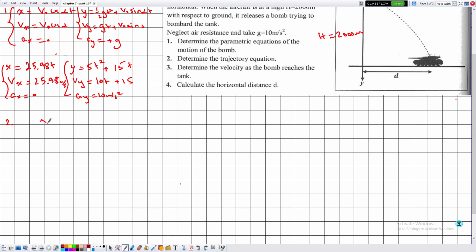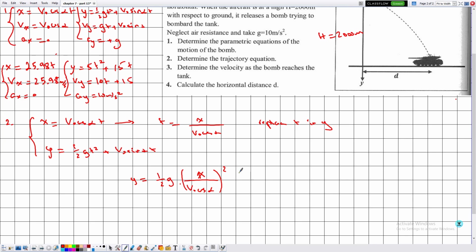So let me say that x is equal to v0 cosine alpha t, which means that the linear term of time is given by x is equal to v0 cosine alpha t, and from the y we have that y is equal to half g t square plus v0 sine alpha t. Now replace t in y, we get that y is equal to half g times 1 divided by v0 cosine alpha x to the power 2 plus v0 sine alpha x over v0 cosine alpha.